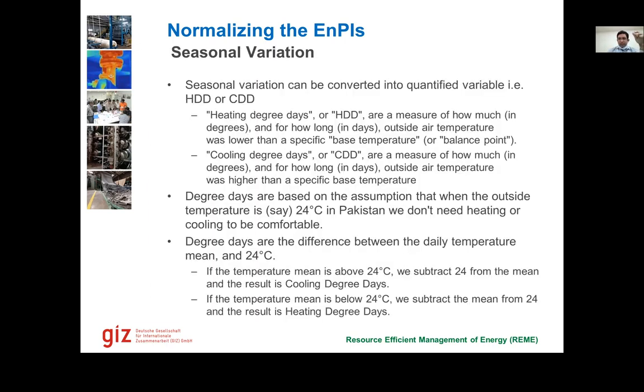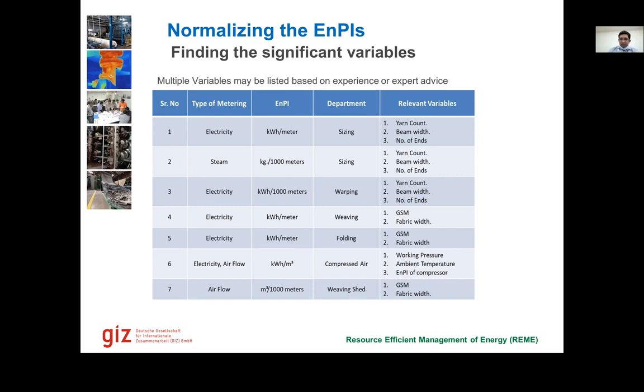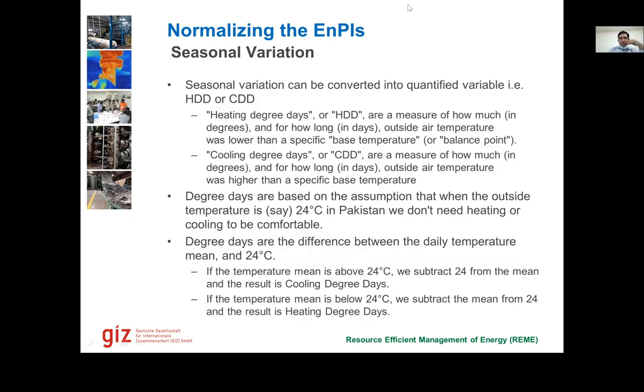And then there is a parameter called environmental temperature. For example, if you see in point number 6, we have a point called ambient temperature. How do we know what was the temperature 1 year before, for example? So there is a measure called heating degree days and cooling degree days, HDD and CDD. So heating degree days are a measure of how much in degrees Celsius and for how many days outside temperature was lower than our base temperature.